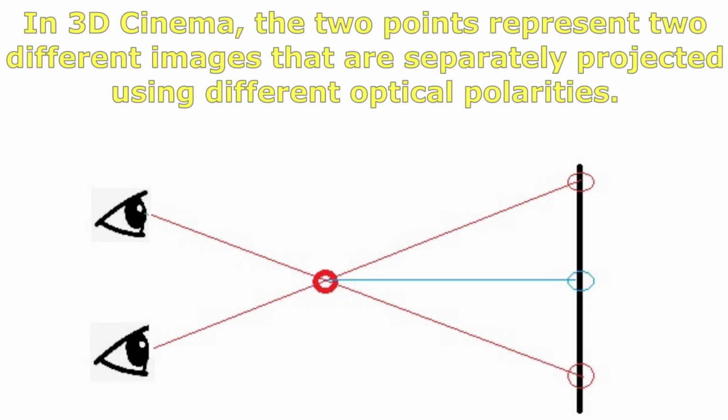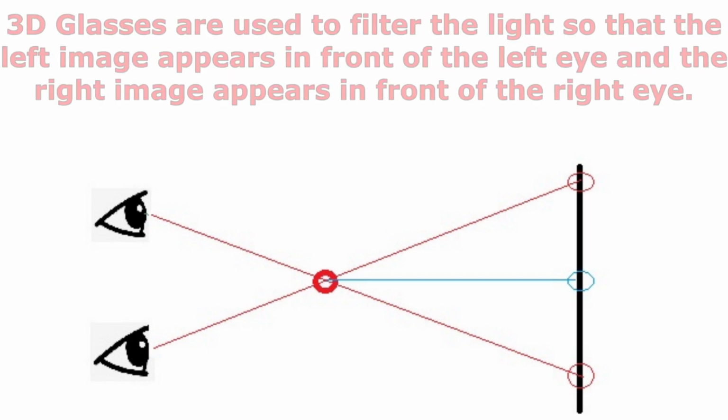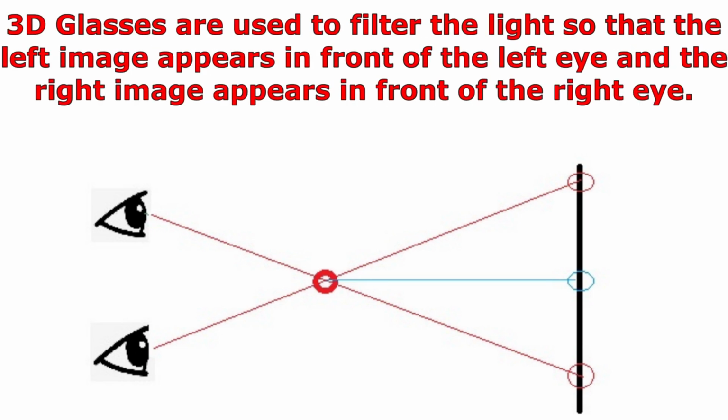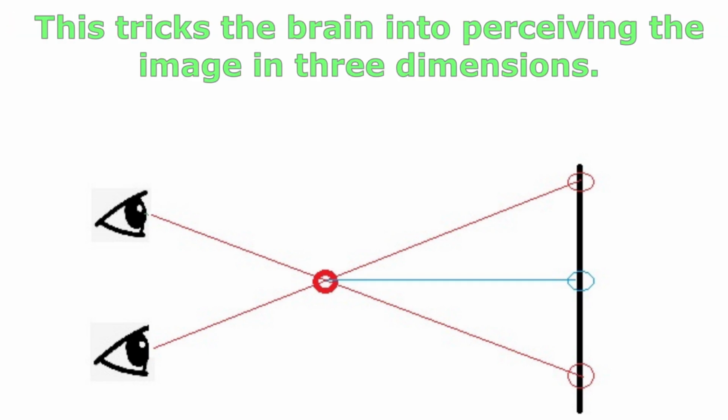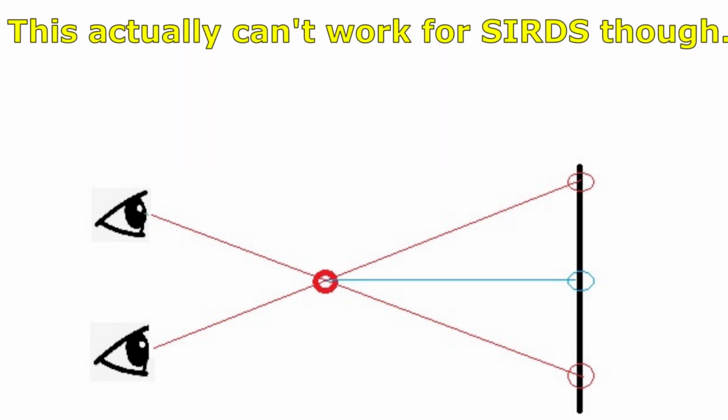In 3D cinema, the 2 points represent two different images that are separately projected using different optical polarity. The 3D glasses then filter the light so that the left image appears in front of the left eye and the right image appears in front of the right eye. This tricks the brain into perceiving the image in 3 dimensions. This can't actually work for single image random dot stereograms though.